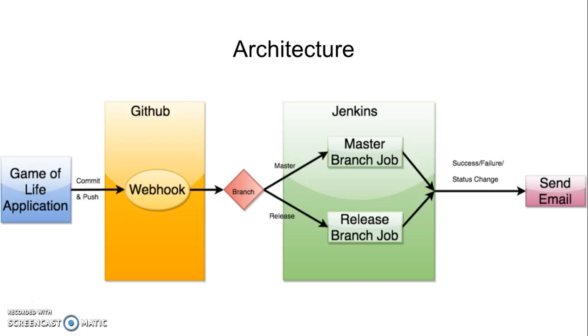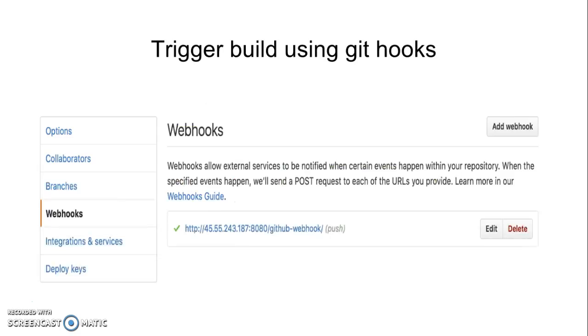Then based on the branch to which the commit was made, we were supposed to trigger the respective build job. So in this, we have two branches, master and release. And then finally, we were required to send an email based on the status of the job.